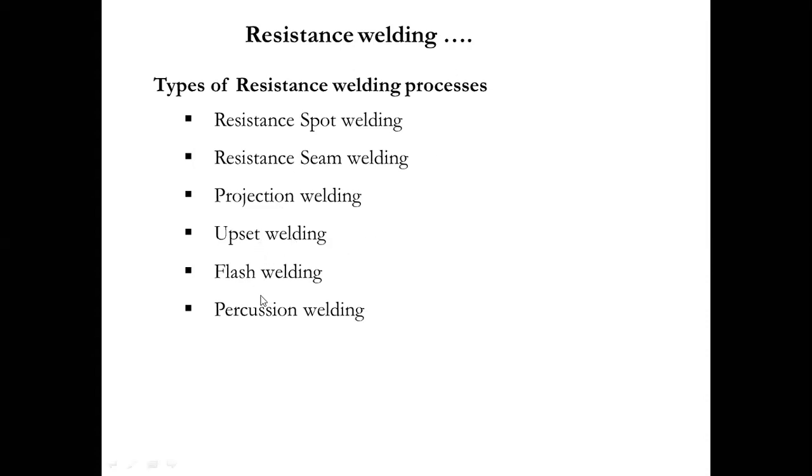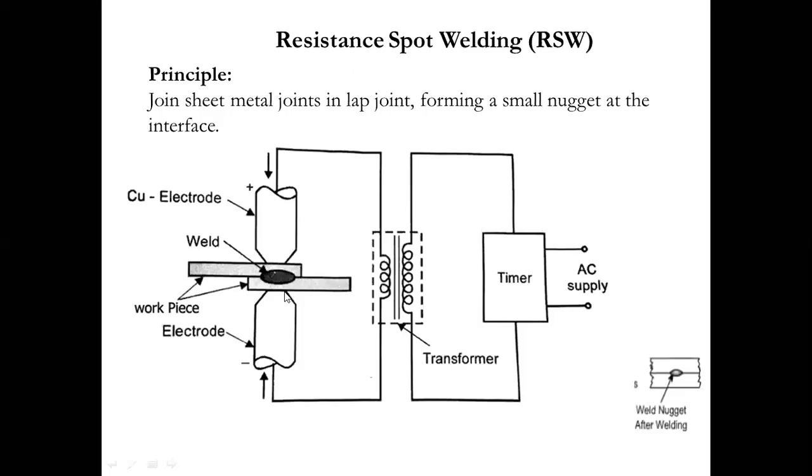Upset welding, flash welding, and percussion welding. If you want to join edge to edge, right? Edge to edge metals, if you want to join, then you will go for upset, flash, and percussion welding. Okay, fine. Now we'll see the resistance spot welding.